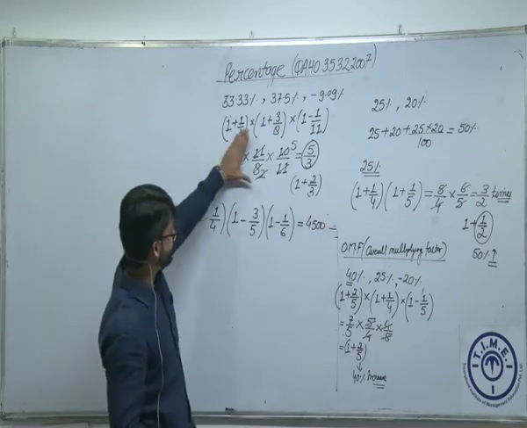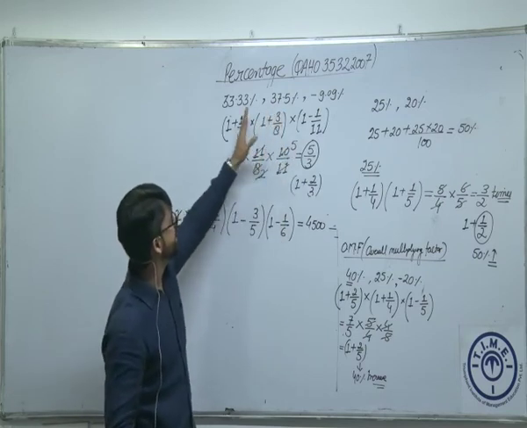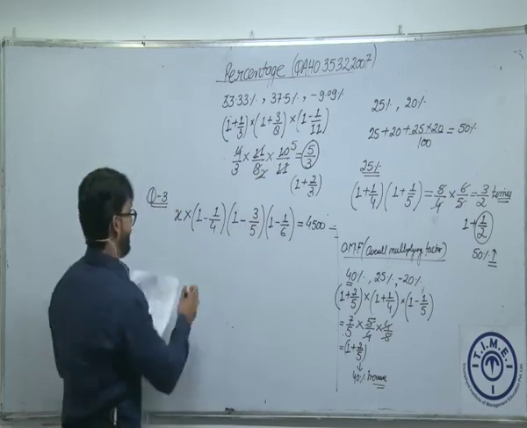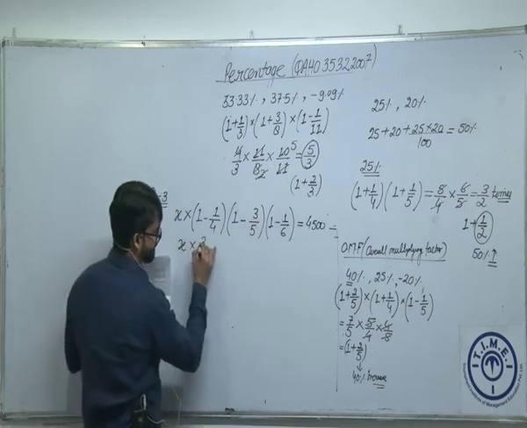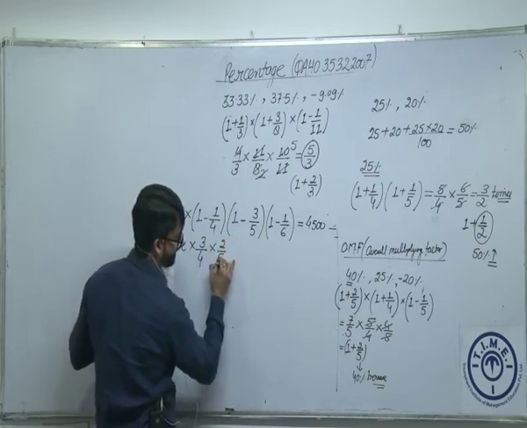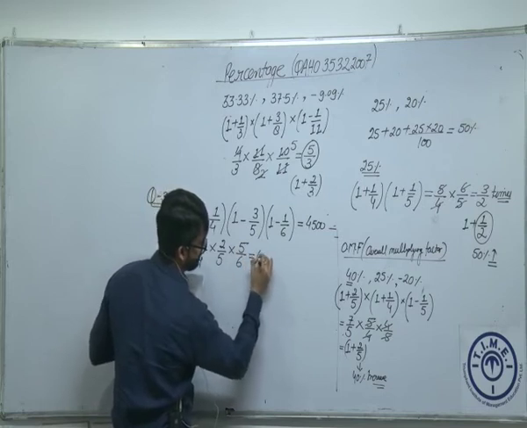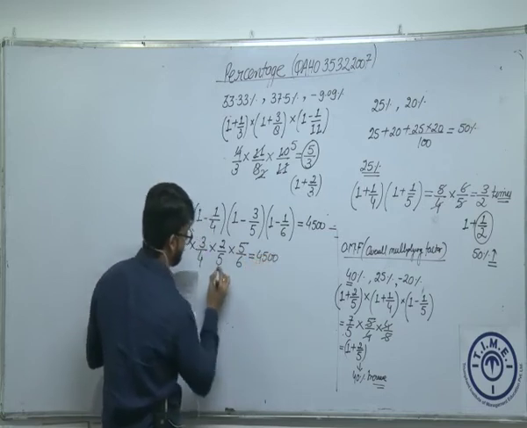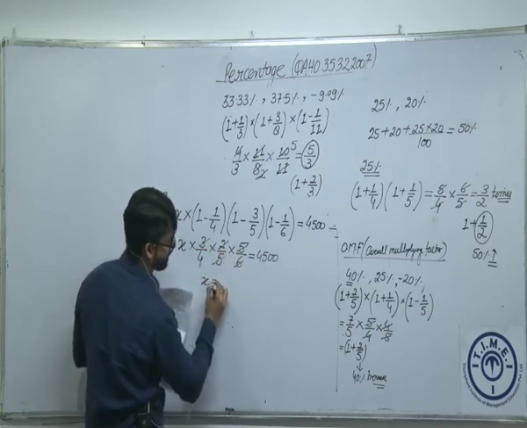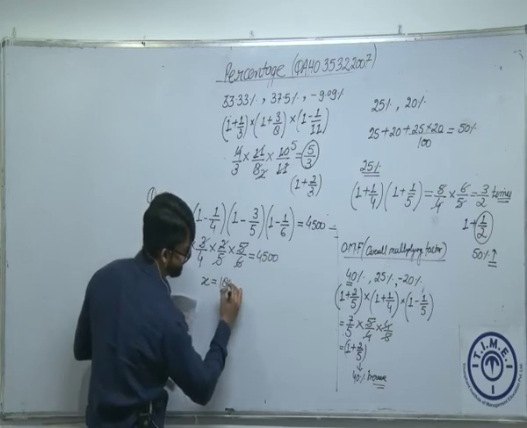We have just done this here. We are using this successive percentage change or overall multiplication factor in this scenario. X, 1 minus 1/4 is 3/4. 1 minus 3/5 is what? 2/5. 1 minus 1/6 is what? 5/6, which is equal to 4,500. 5, 5, 3, 2, 3. X is what? 45 into 4, which is 18,000.